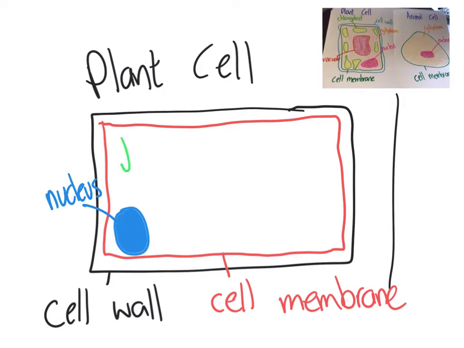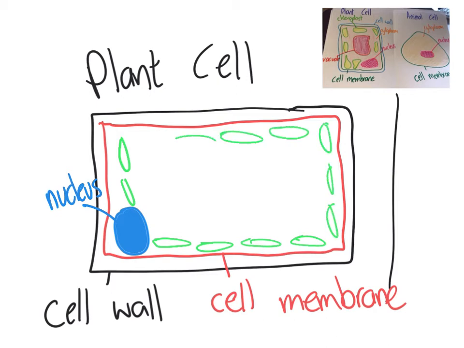Next then, I've got chloroplasts. And I want you to do your chloroplasts hopefully in green. Hopefully you haven't done anything else in green. Remember, change your colours for everything. And the reason I'm doing these in green is because they contain a pigment called chlorophyll. And chlorophyll is green, and that's actually what gives the plants their green colour.